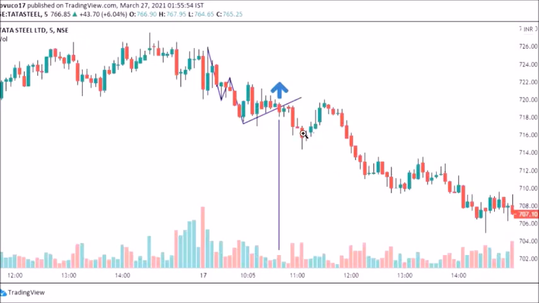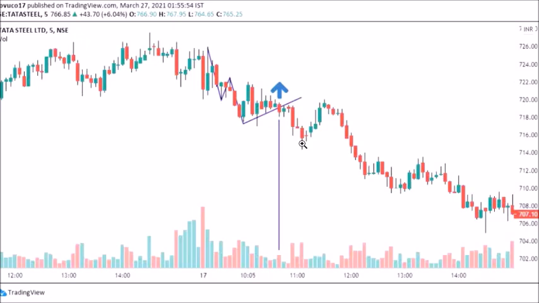Now this was not a completely bad entry, because you can see the stock definitely fell after that, but it just took a retracement over here and then it started falling. So sometimes this happens, we cannot predict everything. So you have to respect the losses which happen sometimes.